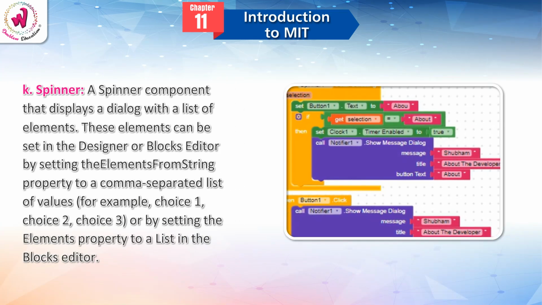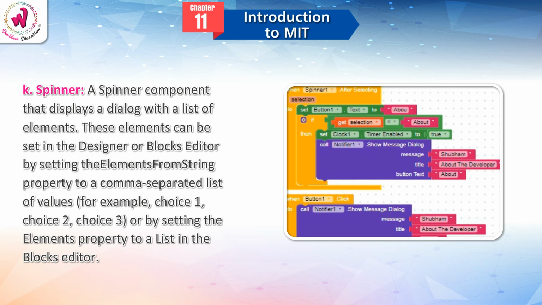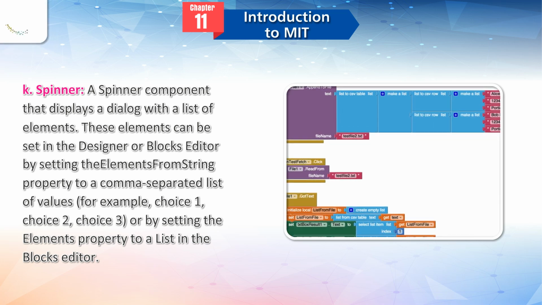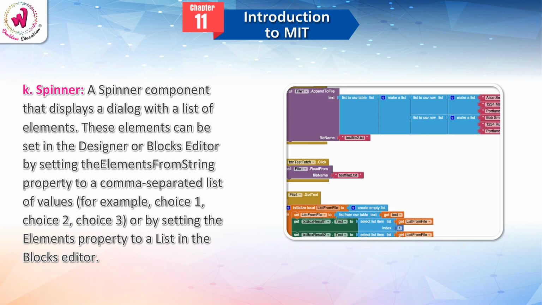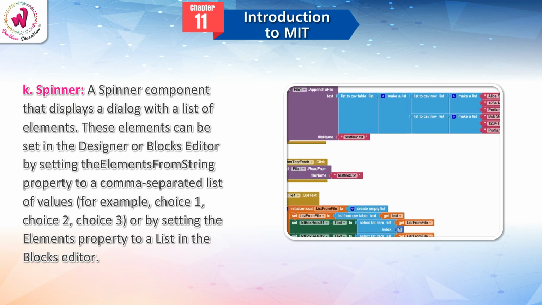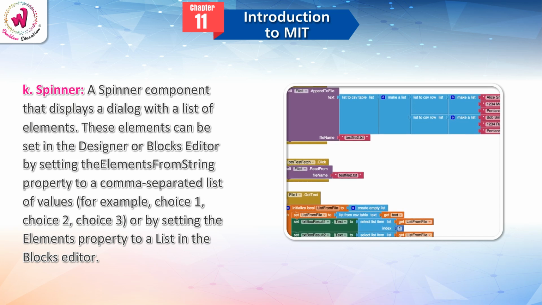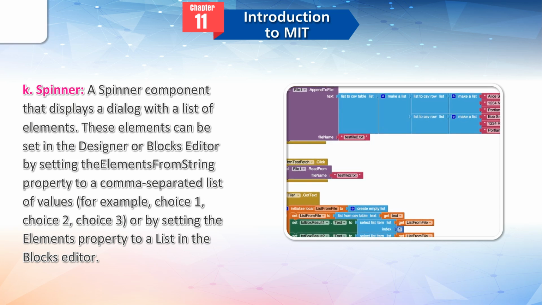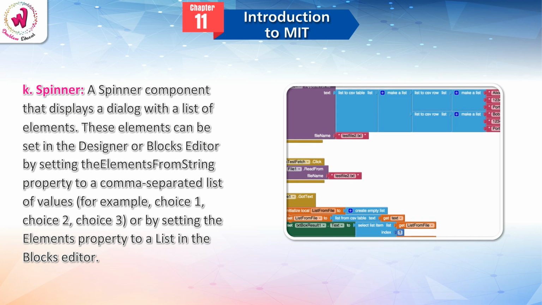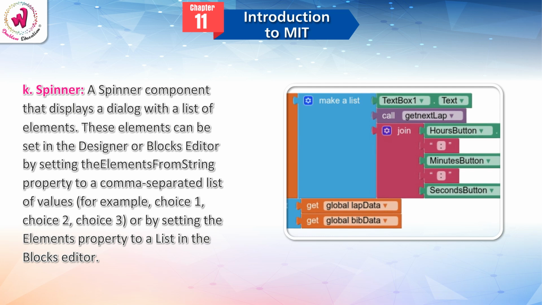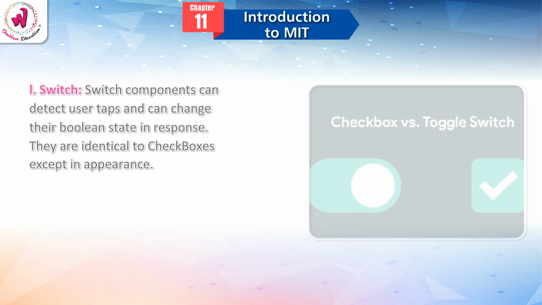K. Spinner. A spinner component that displays a dialog with a list of elements. These elements can be set in the designer or block's editor by setting the elements from string property to a comma-separated list of values. For example, choice 1, choice 2, choice 3, or by setting the elements property to a list in the block's editor.